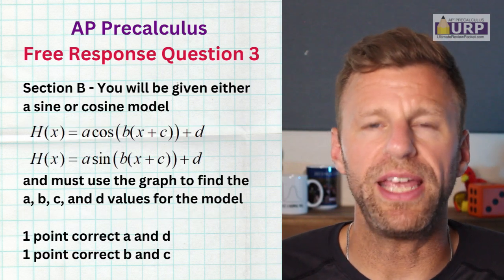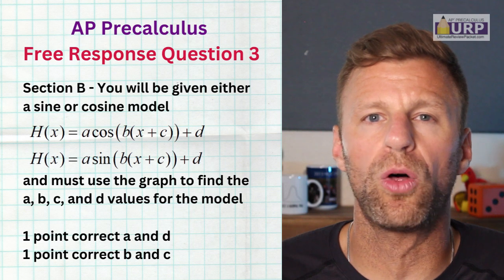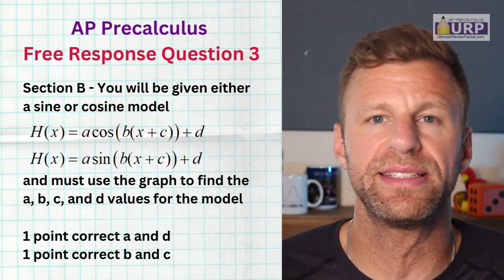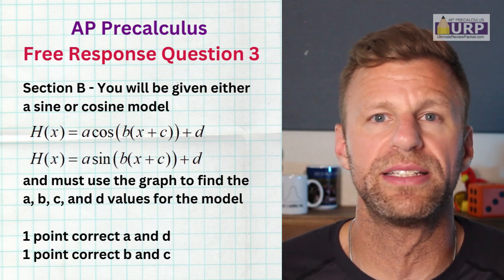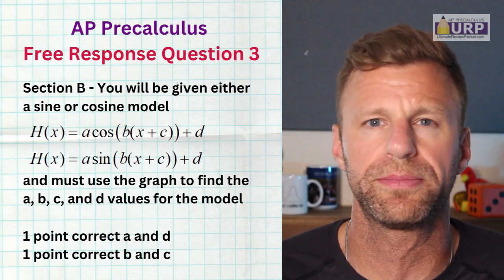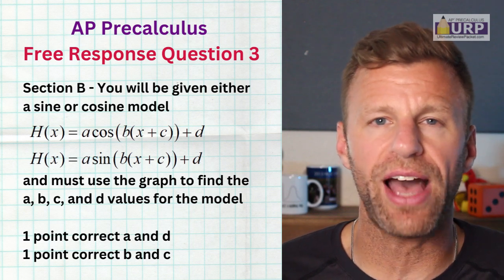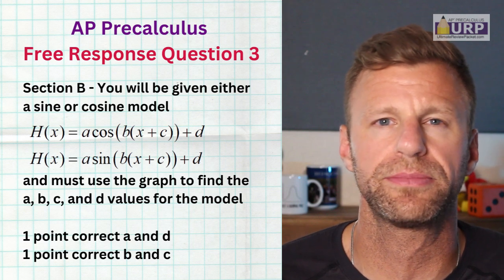On section B, you are going to be given a sinusoidal model. It's either going to be a cosine model or a sine model with transformations A, B, C, and D. You're then going to be asked to find the values of A, B, C, and D based on the sinusoidal curve and the points that you created. You will get 1 point if you get the A and the D value correct, and you will get a second point if you get the B and the C value correct.